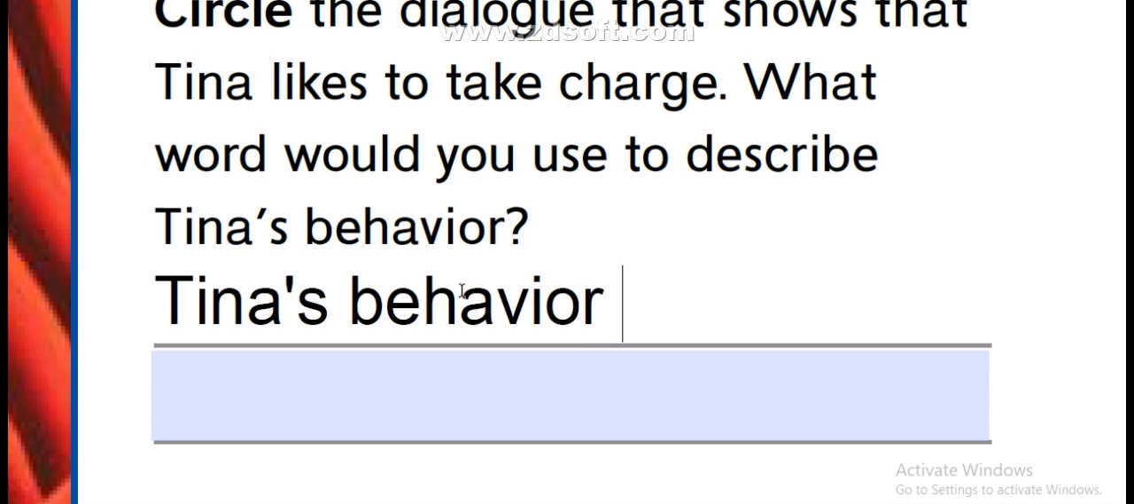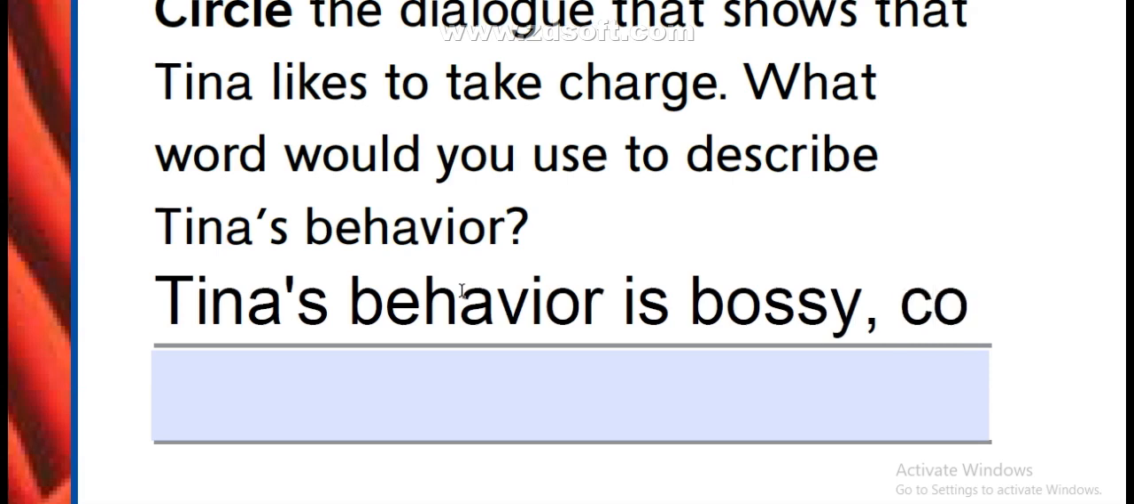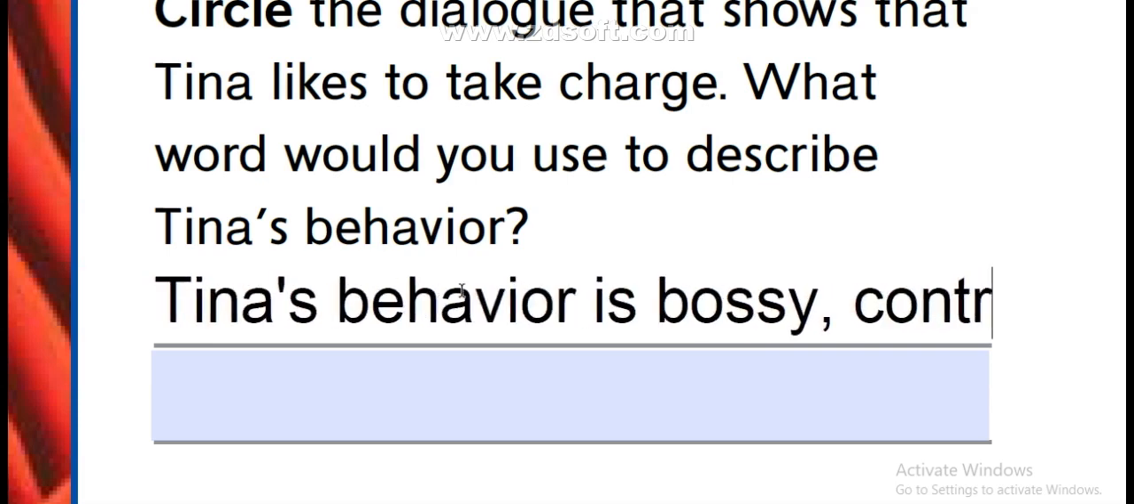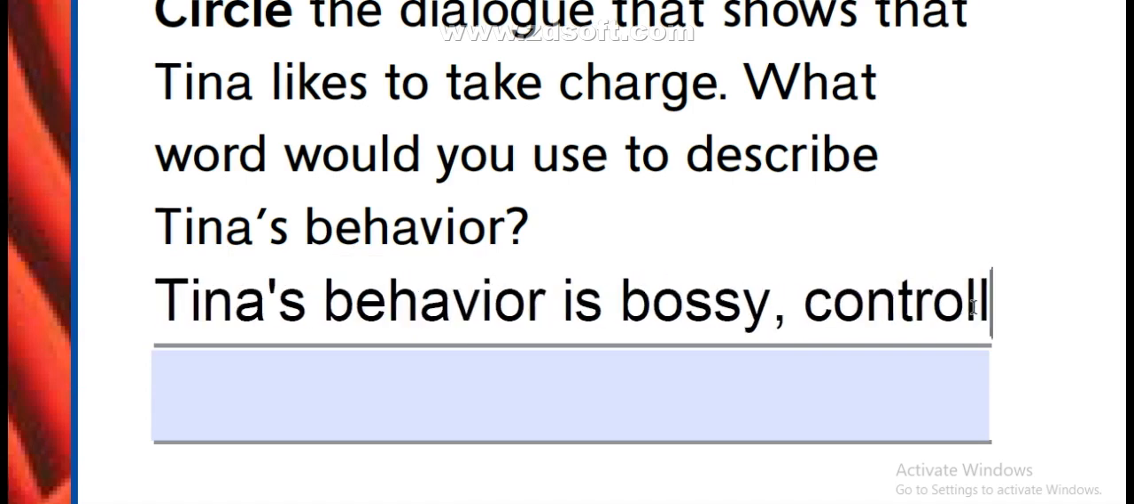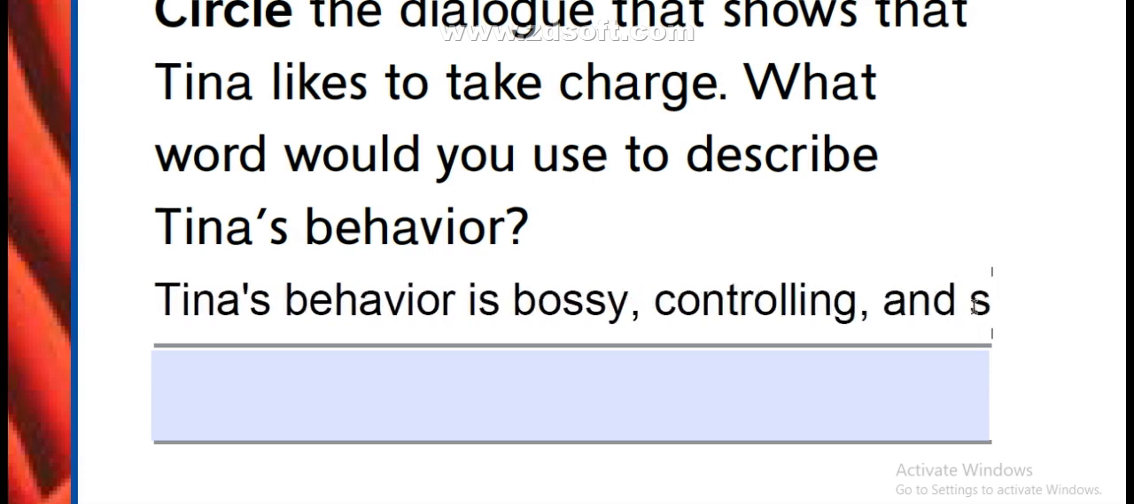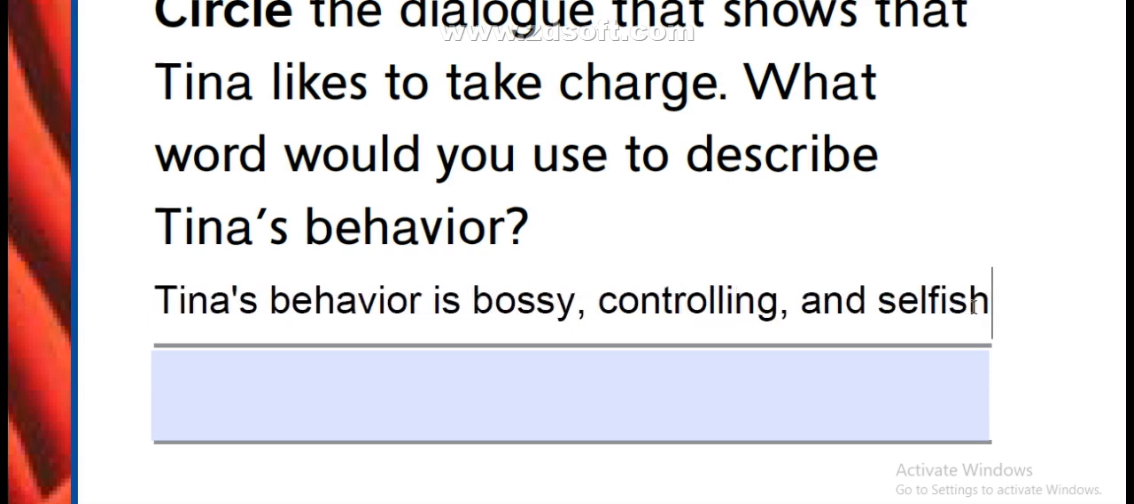Tina's behavior is bossy because she keeps bossing around. She's being like the boss, right? Her behavior is controlling. And she's also what? What did we say? And her behavior is also selfish because she doesn't think about Mora and Mora's ideas. She doesn't care, right? Or maybe she cares, but she only has to ask.